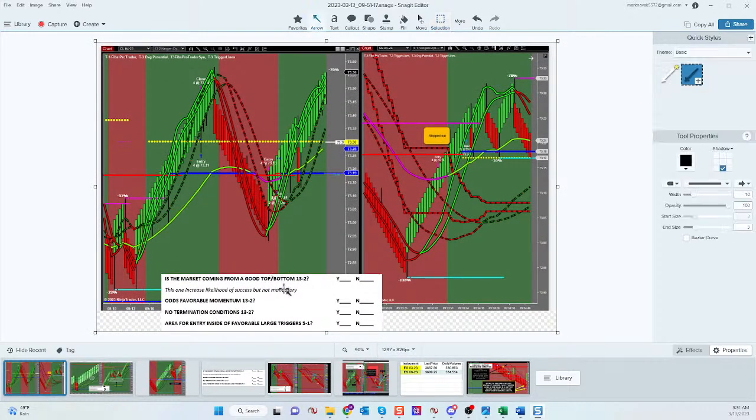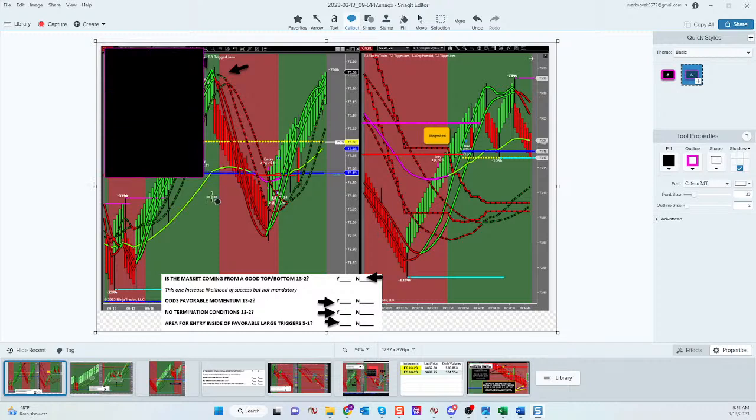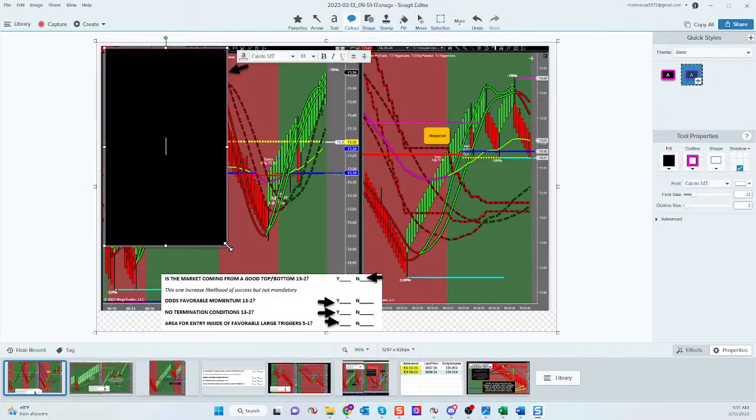Was the market coming from a good top or bottom? I have to answer no on this one, right? Because we're not coming from a termination condition. Did you have odds favorable? Absolutely. Did you have no termination conditions? Absolutely. Did you have an area for entry inside of favorable large triggers? Absolutely. Buck Blue, how did you feel about this trade? Were you okay with it?